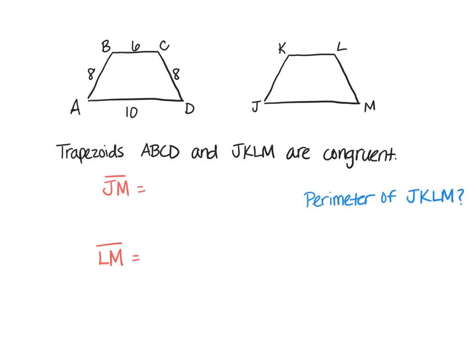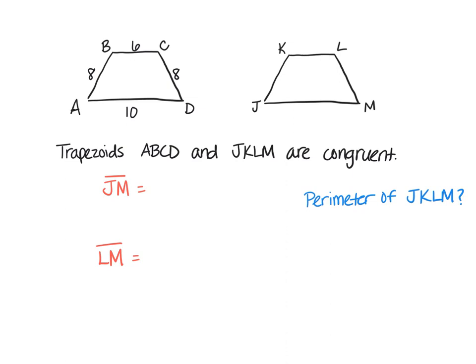All right, and then finally, last one we're going to look at, I have two trapezoids here. I have trapezoid ABCD on the left, and then I have trapezoid JKLM over on the right. I gave you this piece of information right here. Those two trapezoids are congruent, so that means they are the exact same size.